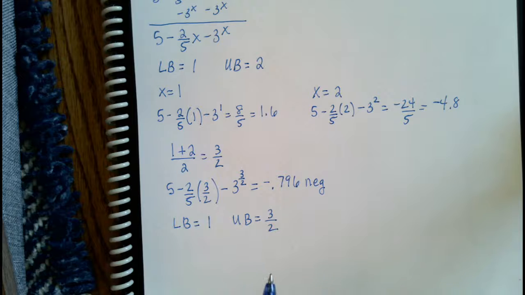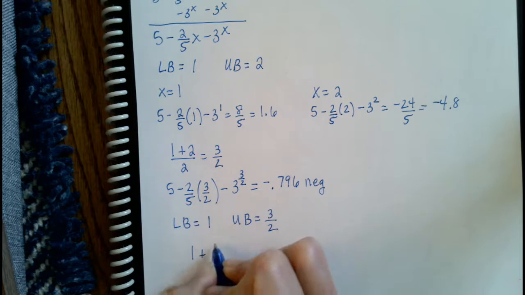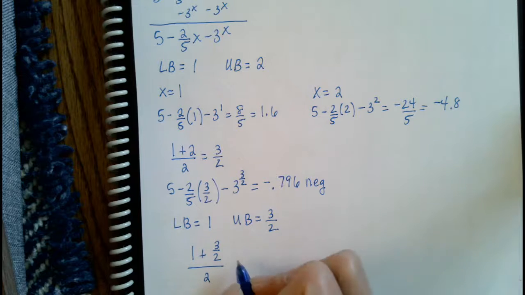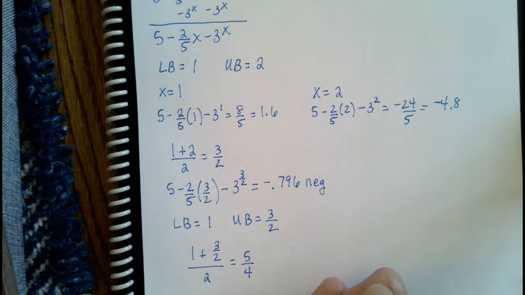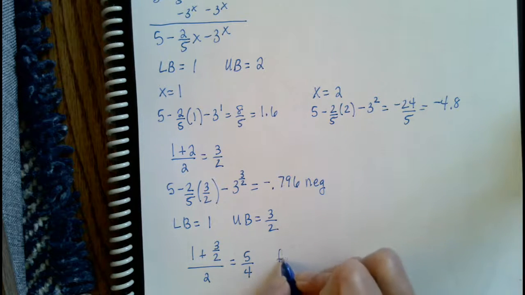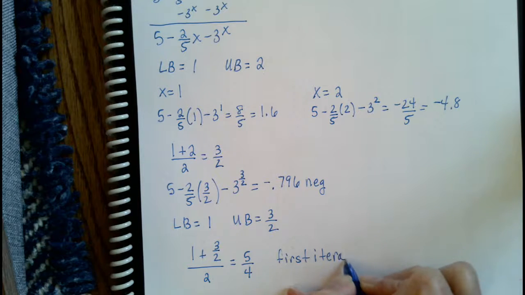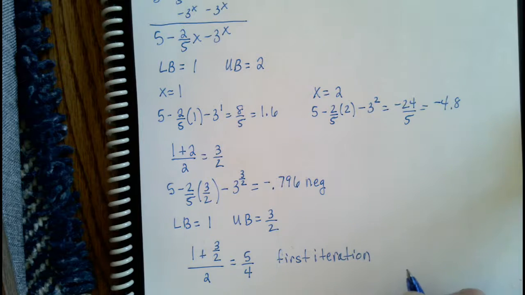And when we take a look at this, what we're going to do is take the average of these two values. So we get 1 plus 3/2 divided by 2. Again, I've worked this out ahead of time, and we get 5/4. And actually, that is our first iteration. I might be a little bit ahead of things. We have to go to 3.